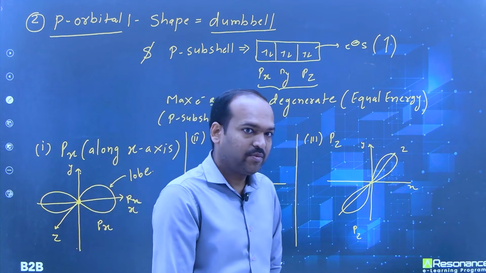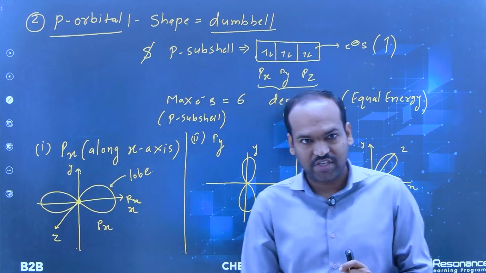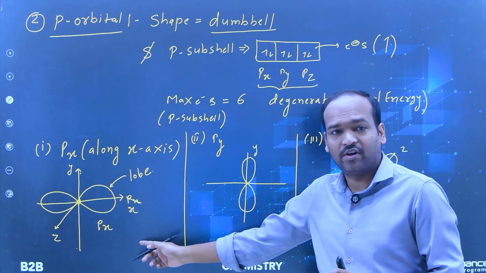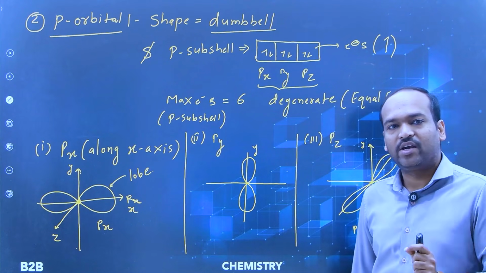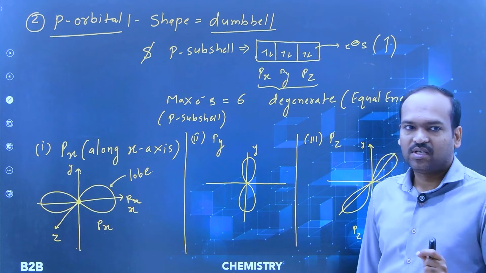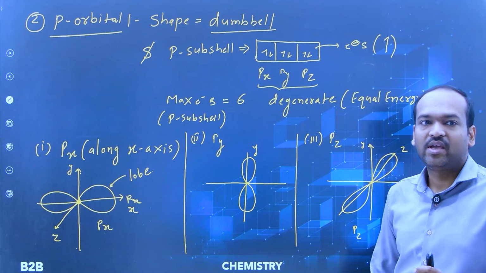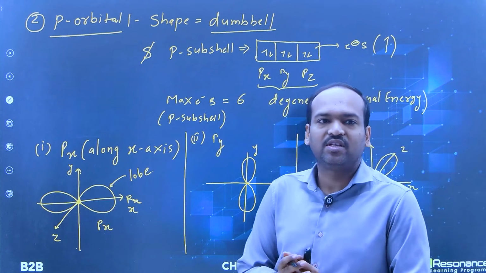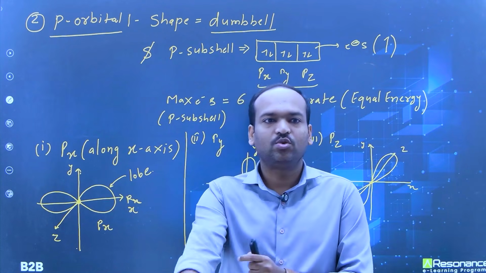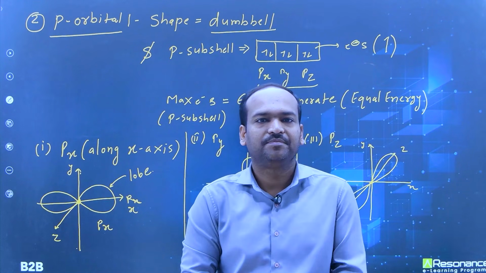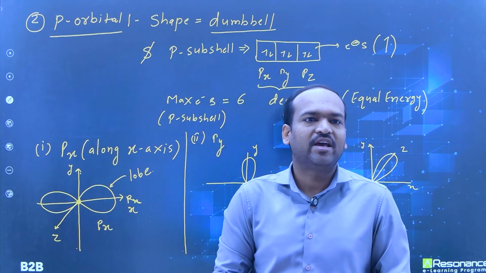Px, py, pz. How many lobes in total? Six: 2 lobes in one orbital each for px, py, and pz. And one orbital can take how many electrons? 2. So a total of 6 electrons can be accommodated in this. Now just imagine that an atom is three-dimensional. Is an atom a 2-dimensional entity or 3-dimensional? It is a 3-dimensional entity.